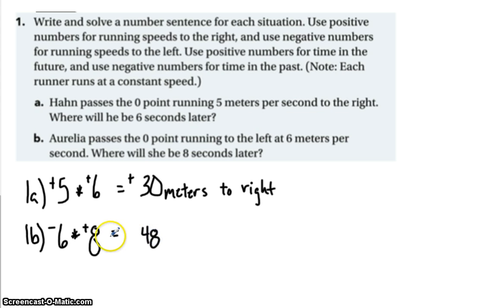Now here's where the sign comes in. If we have an odd number of negative signs, so in this case we only have one negative, our answer will be negative. Okay, so she would be negative 48 meters to the left.